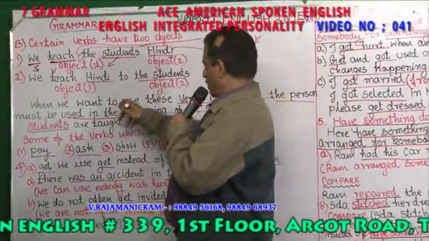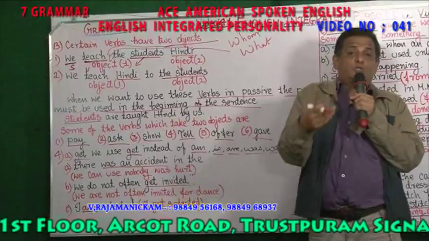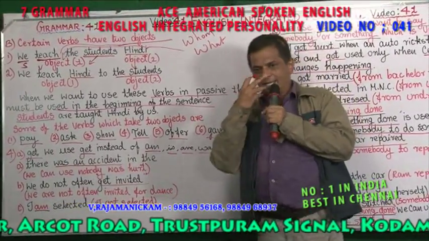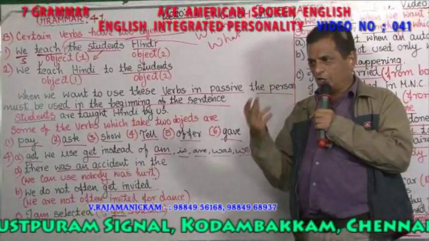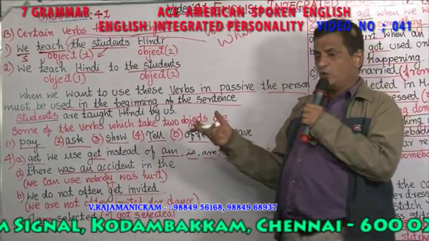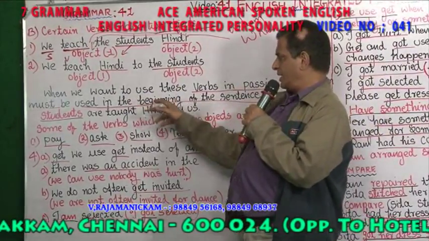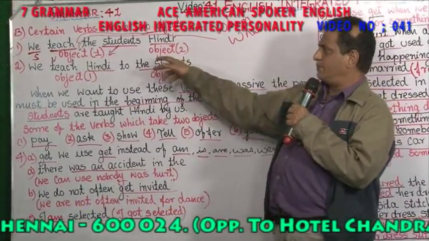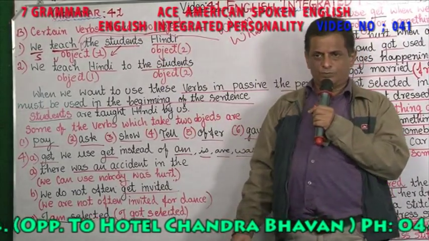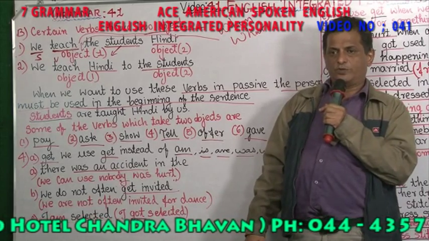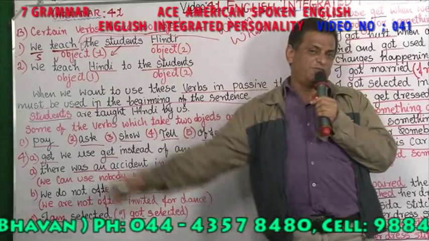Now, suppose you want to use these verbs in passive. What do you mean by passive? I eat a mango, mango is eaten by me. I speak English, English is spoken by me. When you want to go for passive, the person must be used at the beginning of the sentence. Here, what is the person? Students is the person, isn't it? Students should come in front, not the other thing. So when you have double objects, the person should come in front.